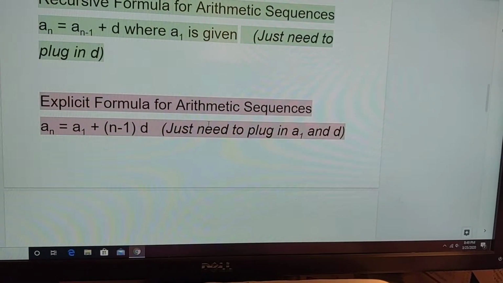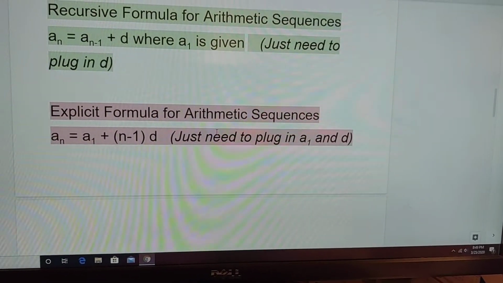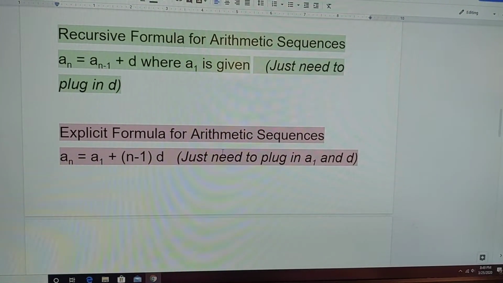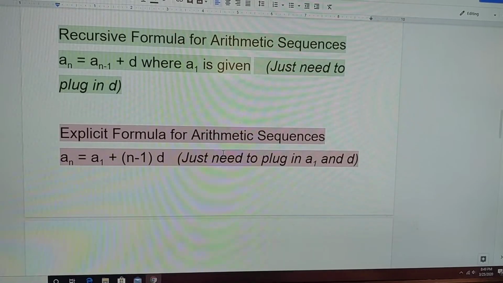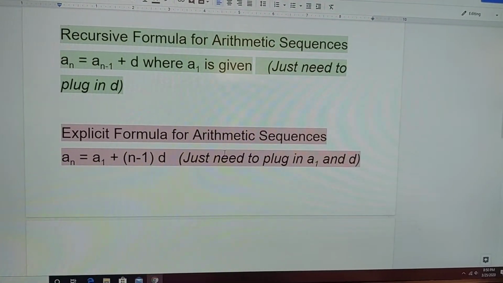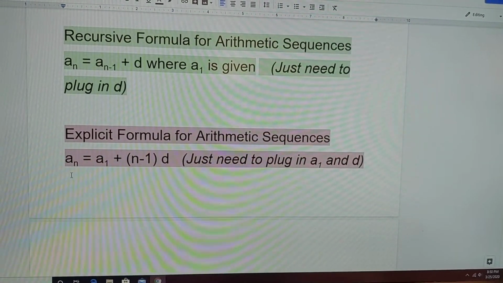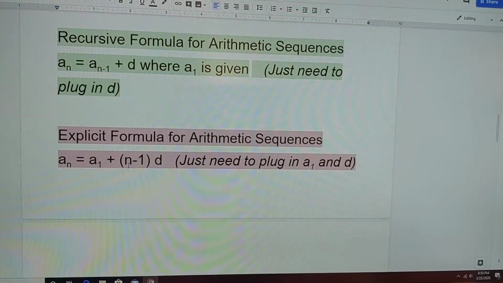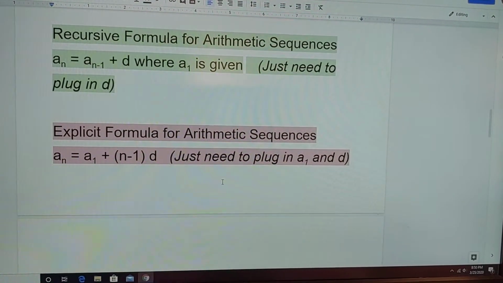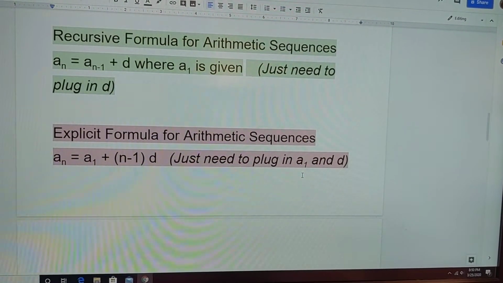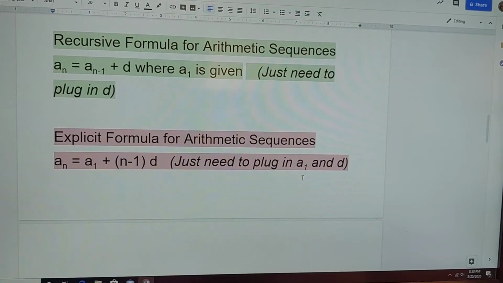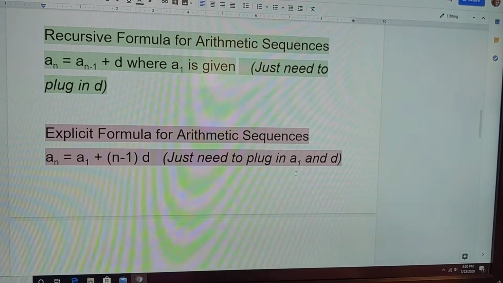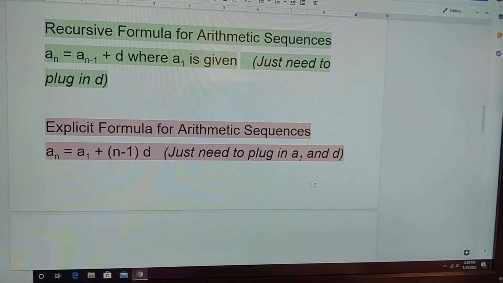Let's move on to the pink one, the explicit formula for arithmetic sequences. This time we have a sub n equals a sub 1 plus the quantity of n minus 1 times d. So we have a given term equals the first term plus the quantity of n minus 1 times the common difference. In this case, we just need to plug in a sub 1 and d, and we'll have a formula. Nice, because in my formula, I'm going to want to have an a sub n, and I'm going to want to have an n. So if I could just fill in that first term and the common difference, I'd be good to go.